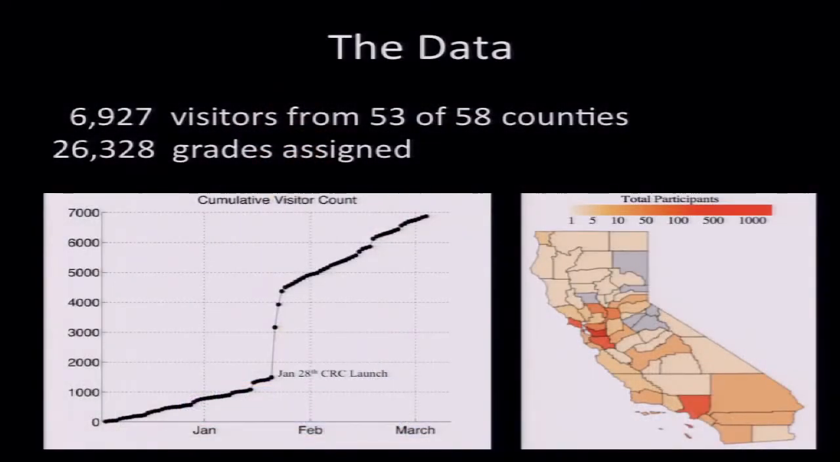And visitors have come from 53 out of the 58 counties, and this was a much broader reach than we had anticipated to start off with, and we want to get those last 5 counties. So if you know someone in one of those grayed out spots, you can help us out with that.